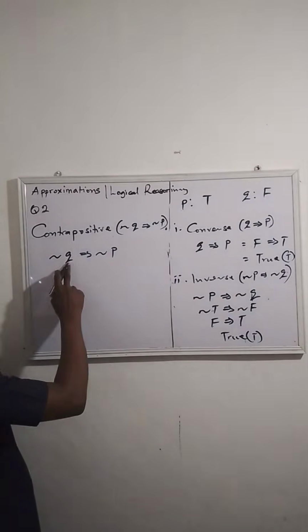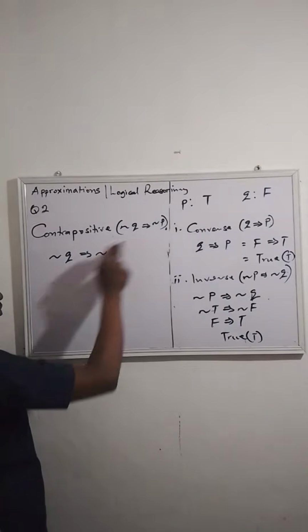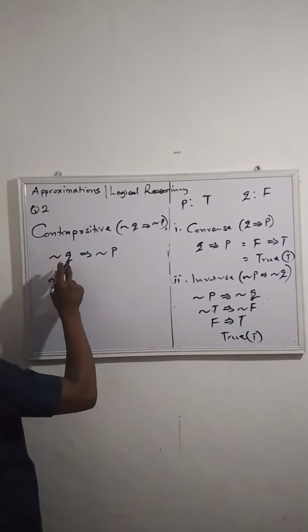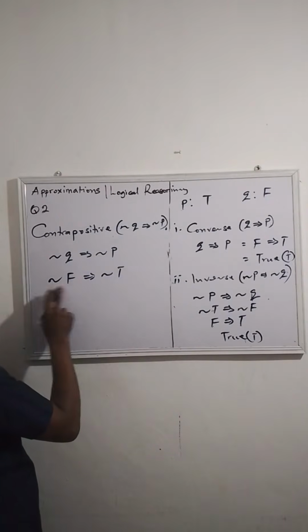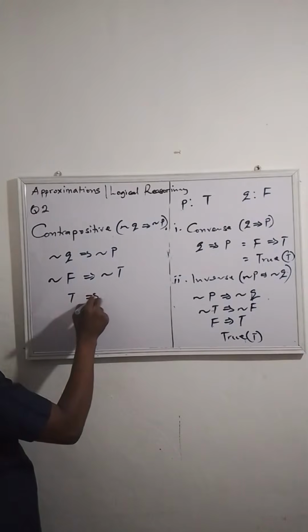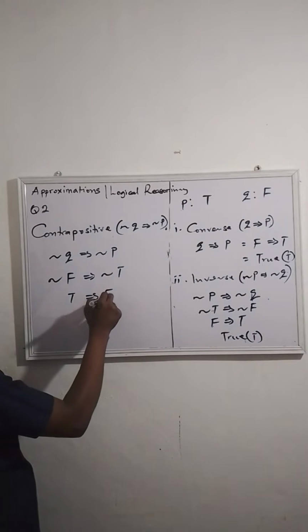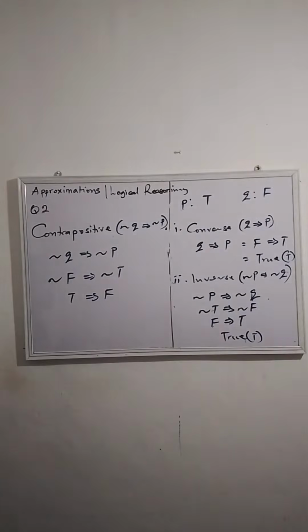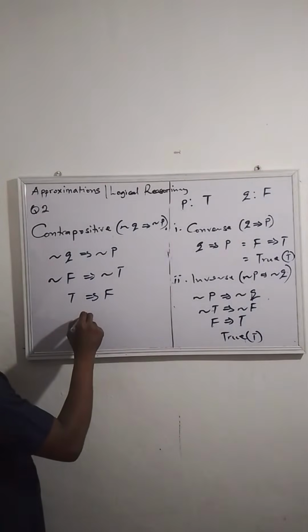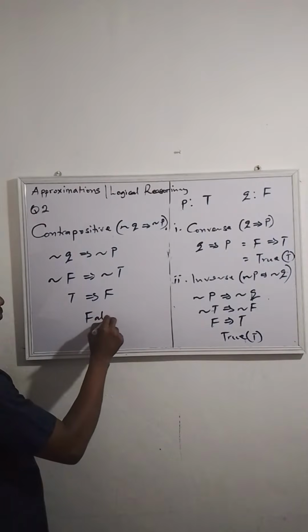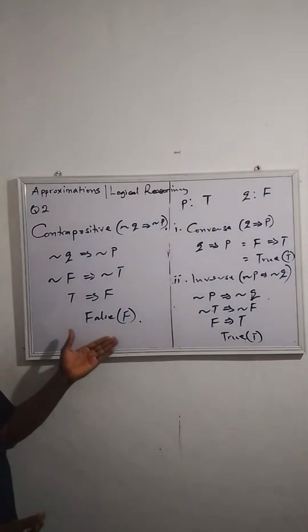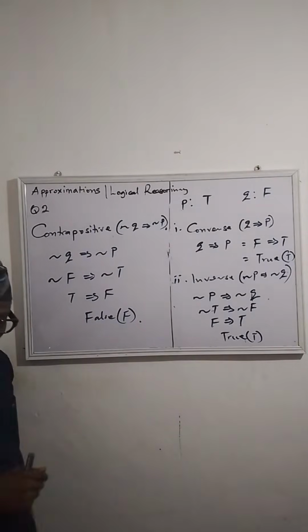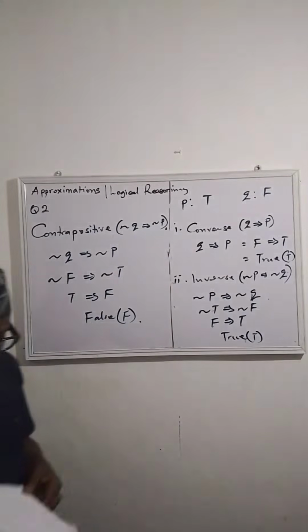So now you plug in the values of Q and P. So we have negation of what? Of false implies negation of true. So negation of false is true, implies negation of true is false. So true implies false is going to be what? False. So that is the answer to that problem. Check if what I have here is the same as what you have. Now that is one question.